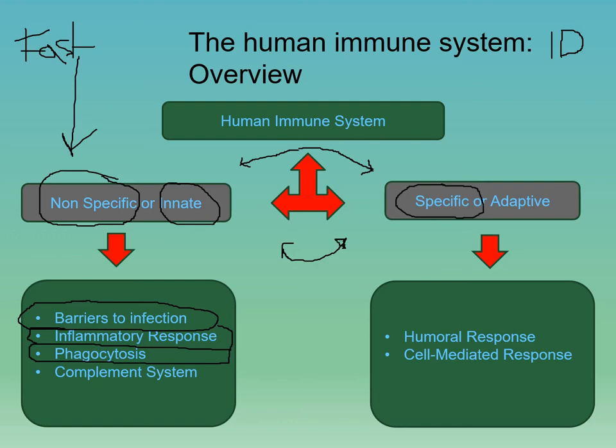But this specific system, i.e. the humoral response and the cell-mediated response, takes a little bit of time to get into full action. So we've felt this before. When you come down with flu-like symptoms, it takes really about a week to start actually becoming better and fighting it. And that's because it takes time for the body to recognize what it's fighting against.